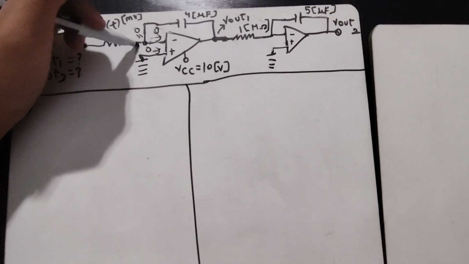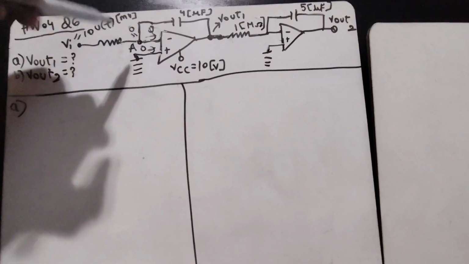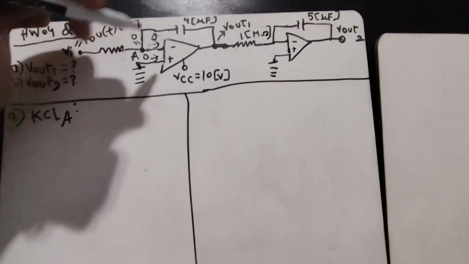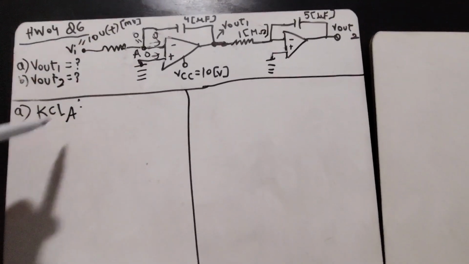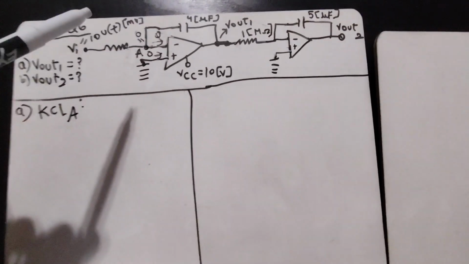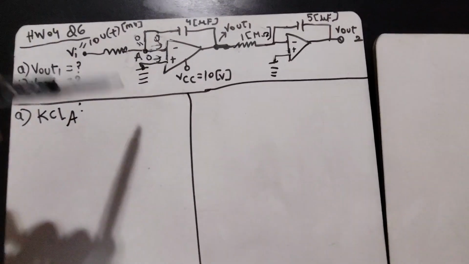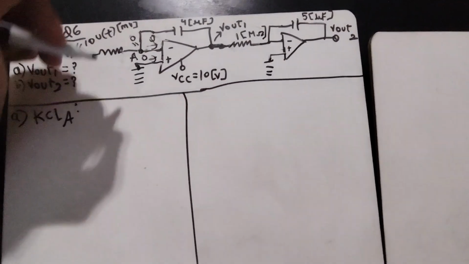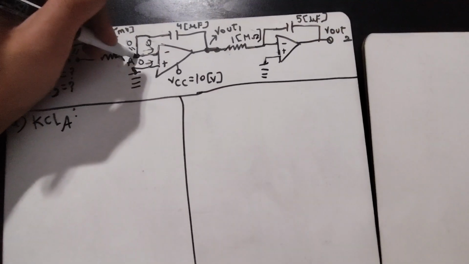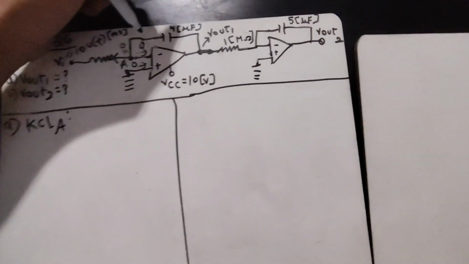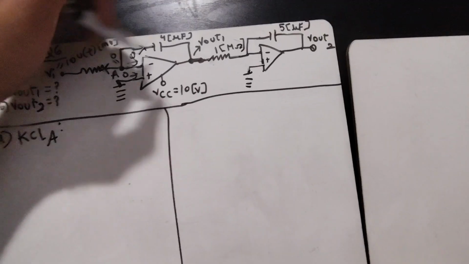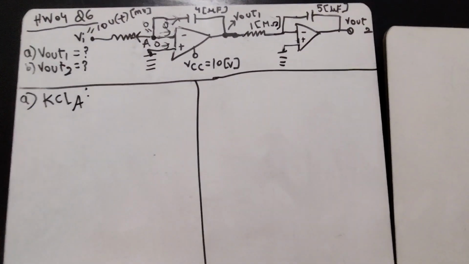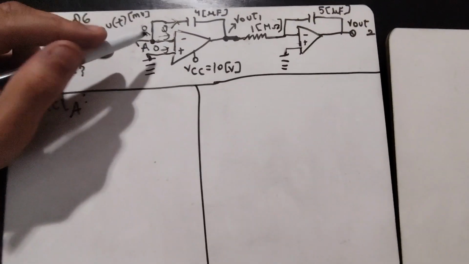Now we're going to do a KCL here. Let's consider this point as A. KCL means that the current entering a node equals the current going out of the node. Here the current is going from point A to Vi, and from point A to Vout1.